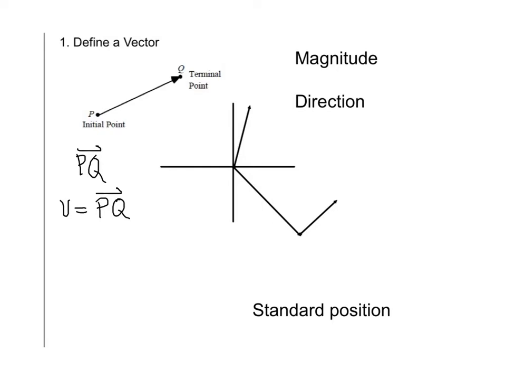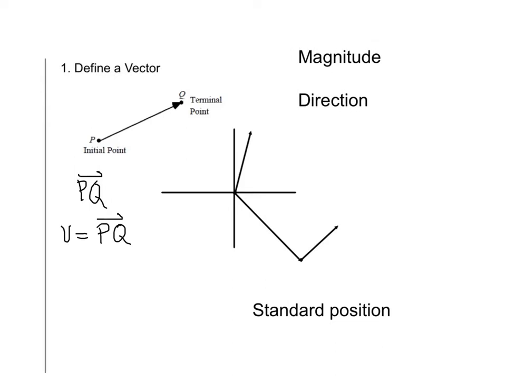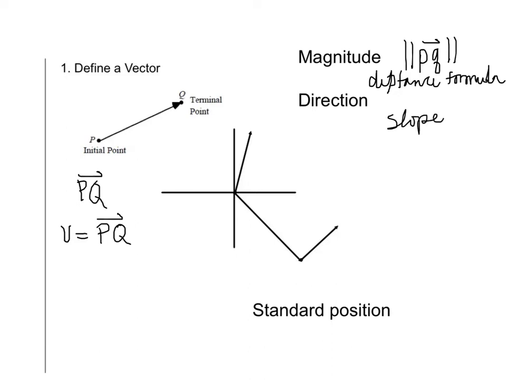The magnitude of the directed line segment PQ is denoted by this notation. And it's found by using the distance formula, and we'll cover that in a minute. The direction of the vector is going to be found by finding its slope, and we will look at that a little bit later.